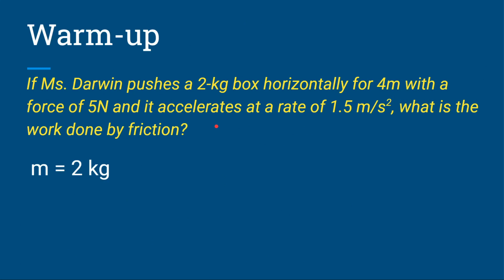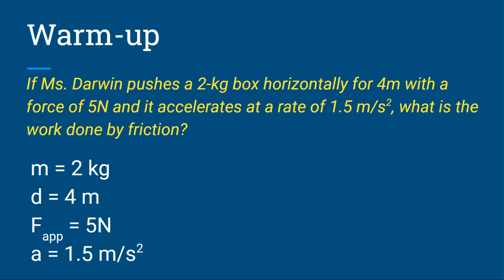Again, we're going to start by labeling everything. We have a mass of 2 kilograms. We have a distance or displacement, since it's just in one direction, they're the same, of 4 meters. We have a force that's applied by me in the question of 5 newtons. And we have an acceleration of 1.5 meters per second squared, and we're looking for the work done by friction.